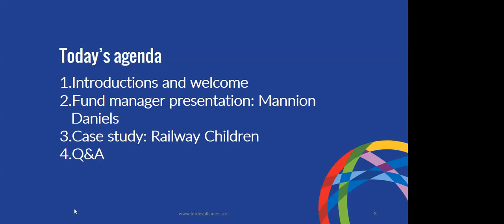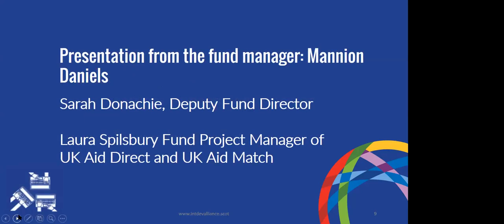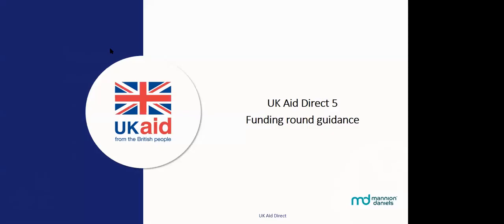So for the timings, we're going to have 20-minute presentations from Mannion Daniels, and then we're extremely pleased and grateful that Railway Children, who are a successful applicant under UK Aid Direct, are going to speak with us for about 10 minutes as a case study, and then we have about 20 minutes towards the end for Q&A. So just quickly to introduce the speakers, starting with Mannion Daniels, we have Sarah Donaghy, who is the Deputy Fund Director, and Laura Spilsbury, who is the Fund Project Manager for UK Aid Direct and from UK Aid Match. So Sarah, over to you.